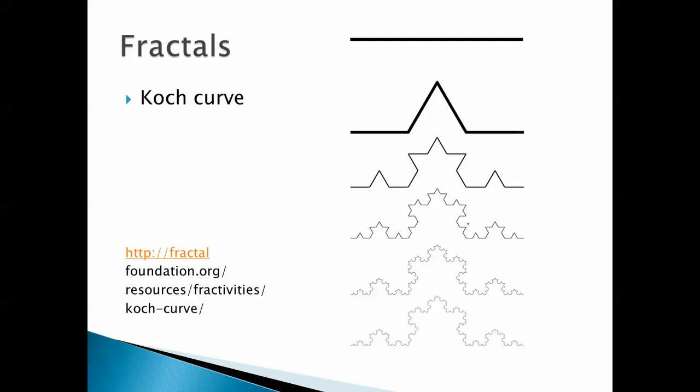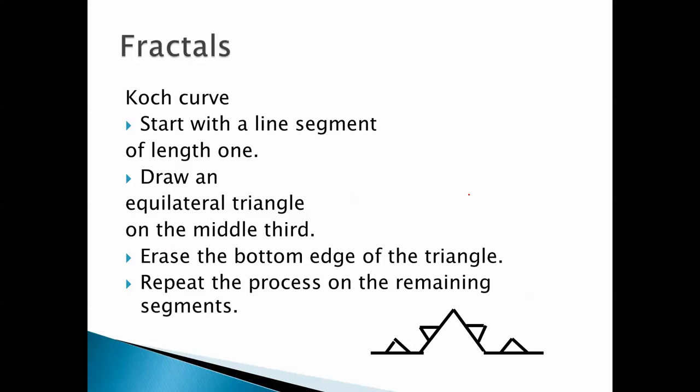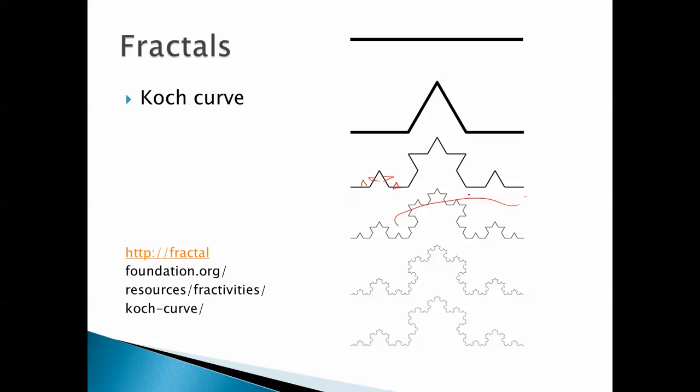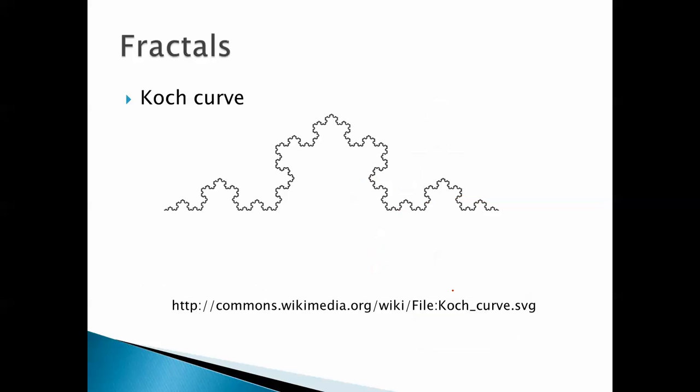So again, for this next one, what we do is draw an equilateral triangle here, here, here, and here, erase the bottom edges, and we get this over here. Then we continue the process again. We end up with this, continue the process, do the process again on each of the remaining edges. We end up with something like that. And the ultimate Koch curve will look something like this.